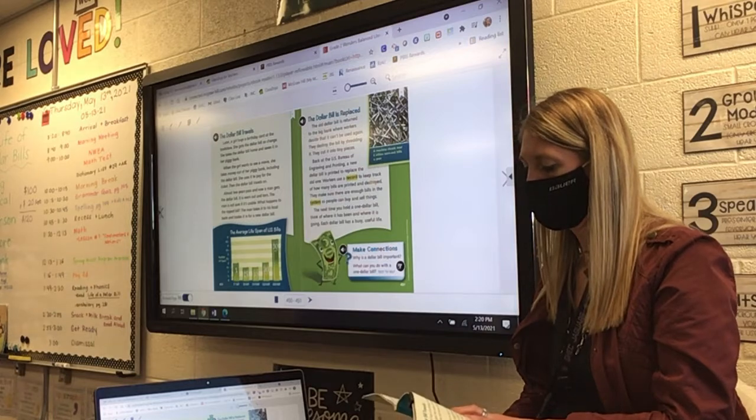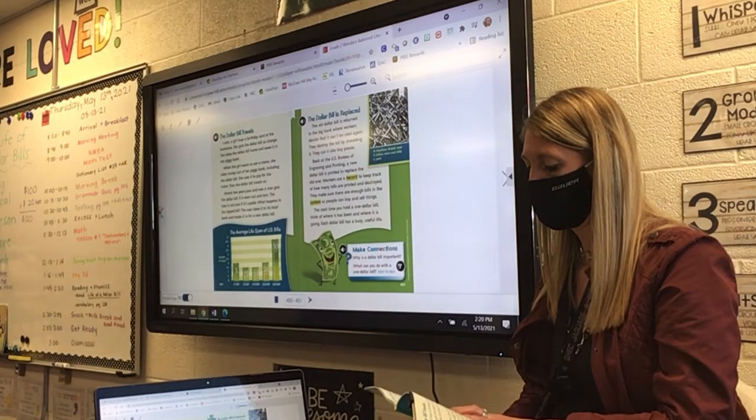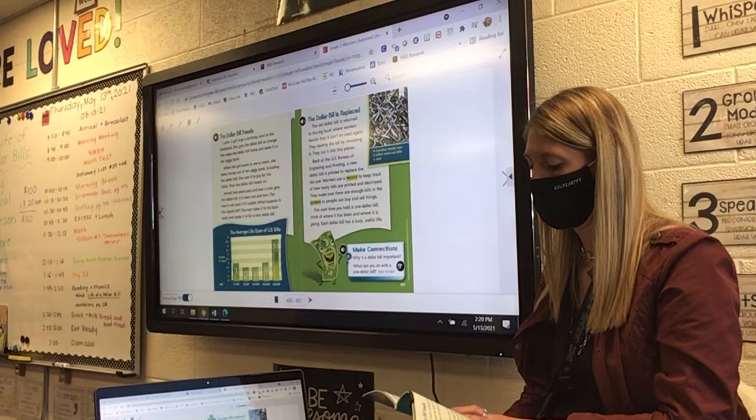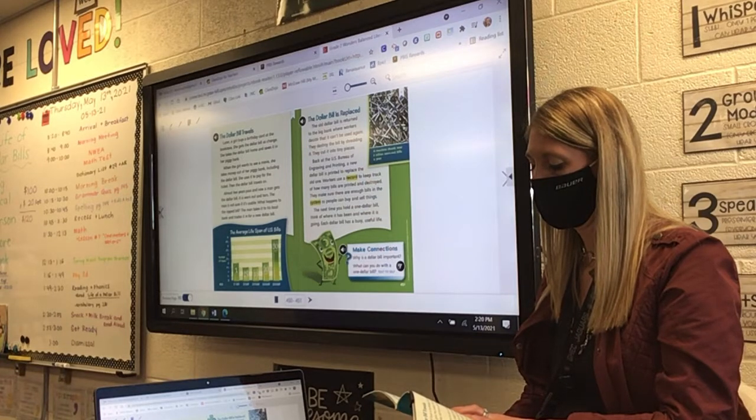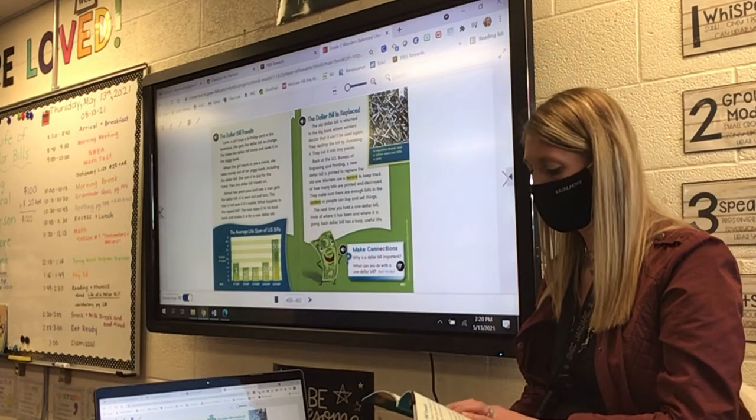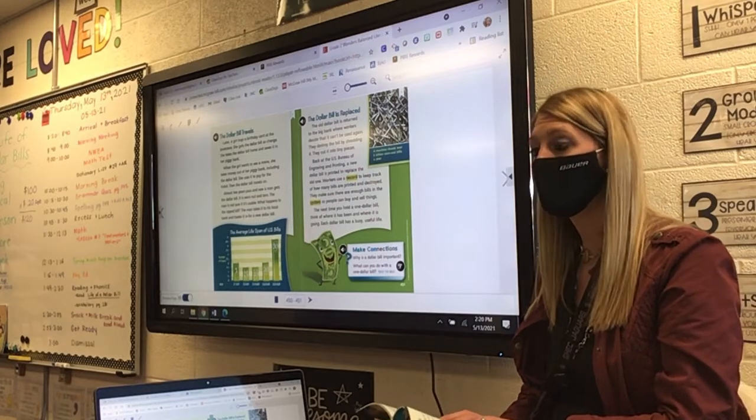The old dollar bill is returned to the big bank where workers decide that it can't be used again. They destroy the bill by shredding it. They cut it into tiny pieces. Okay, so they're gonna shred it.